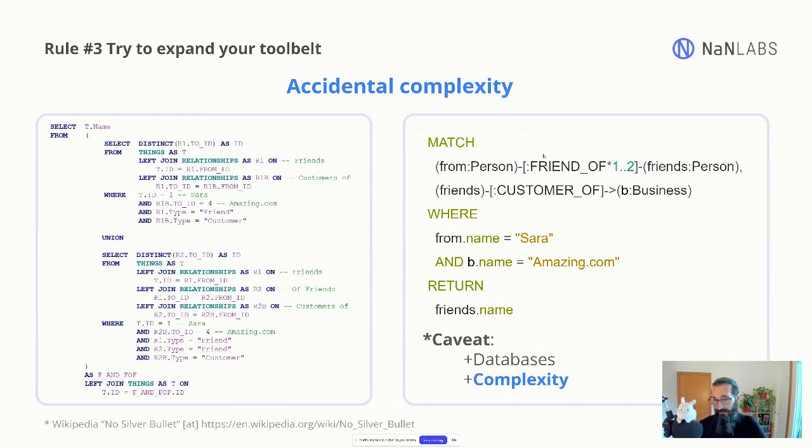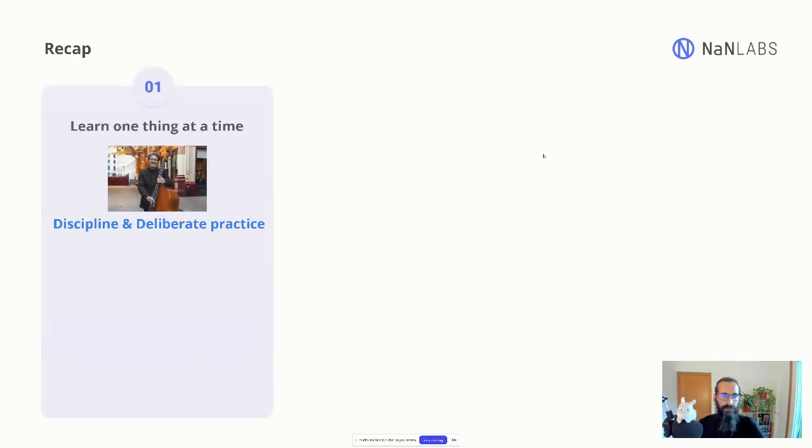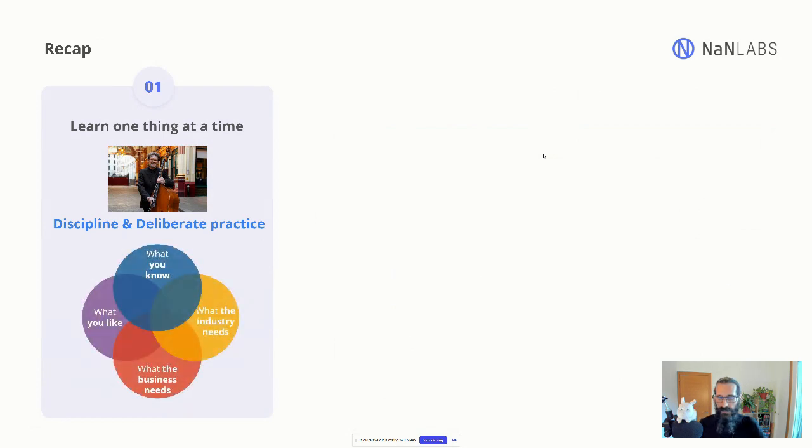But again, if you're starting from scratch, no doubt, I will go with graph databases if it is a graph access pattern. So to recap, number 1, I would say learn one thing at a time. Remember how musicians did it. So think about discipline and deliberate practice. Remember the books, The Work and Atomic Habits, and the mental framework to actually choose what to learn. And remember, that changes depending on the time and place in your professional career.